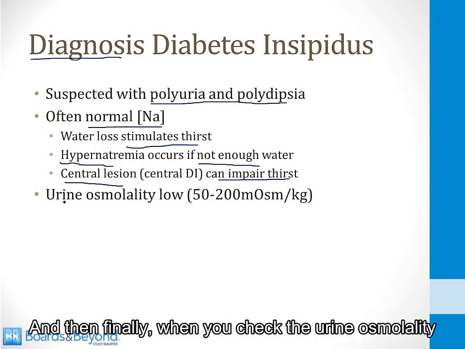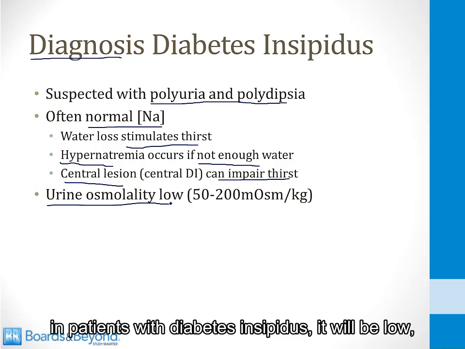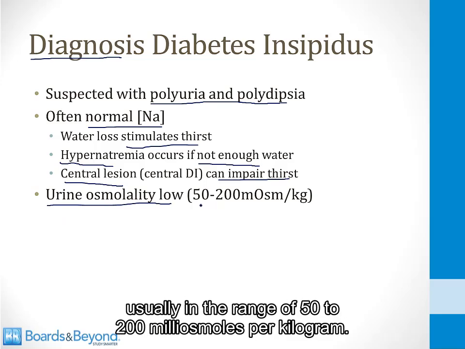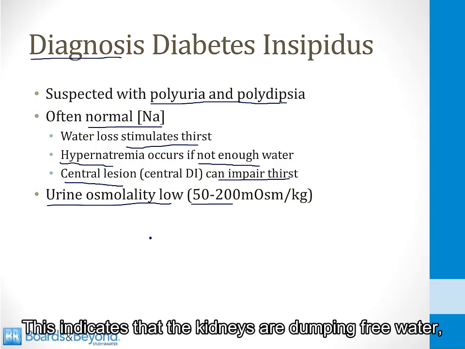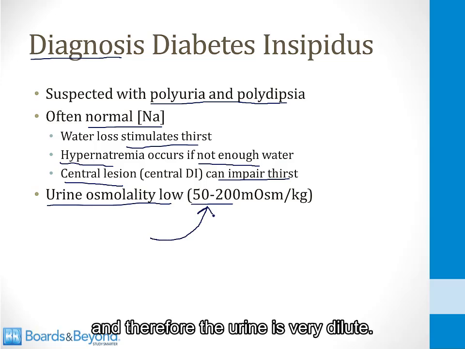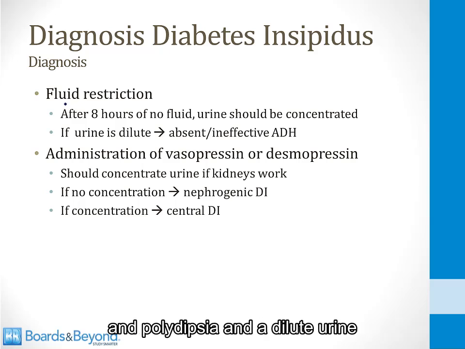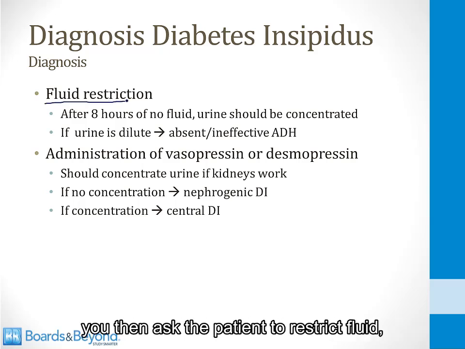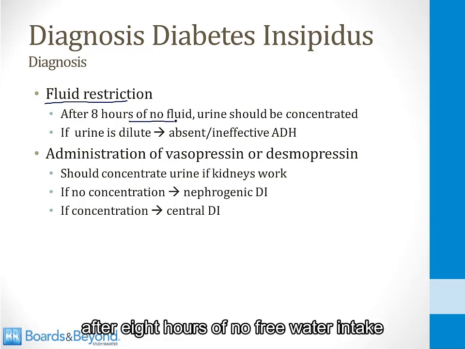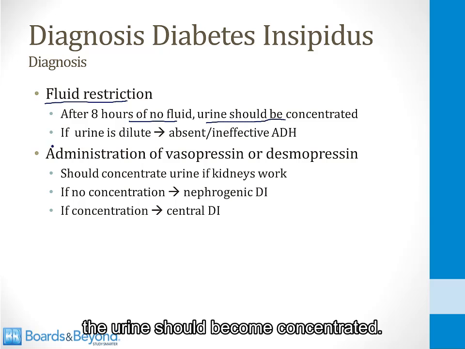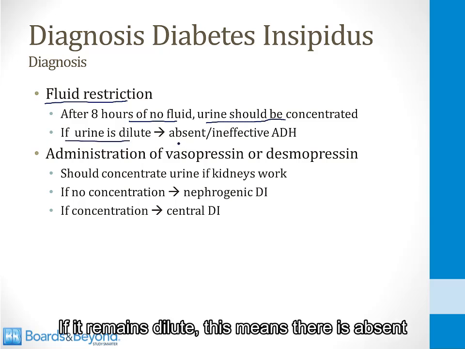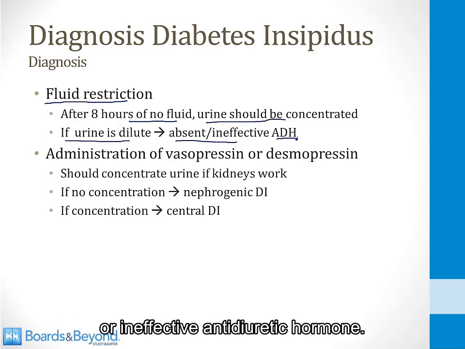And then finally, when you check the urine osmolality in patients with diabetes insipidus, it will be low, usually in the range of 50 to 200 milliosmoles per kilogram. This indicates that the kidneys are dumping free water and therefore the urine is very dilute. Once you suspect the disorder based on polyuria and polydipsia and a dilute urine, you then ask the patient to restrict fluid. After 8 hours of no free water intake, the urine should become concentrated. If it remains dilute, this means there is absent or ineffective antidiuretic hormone.